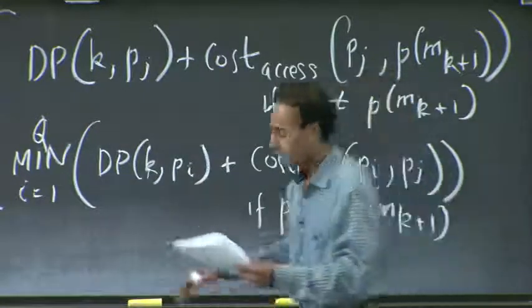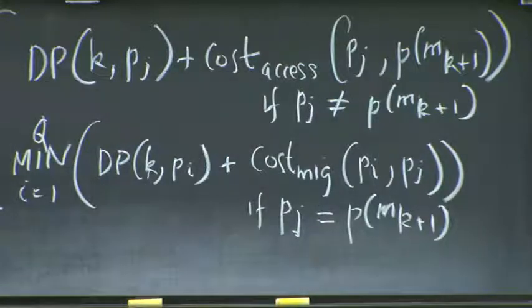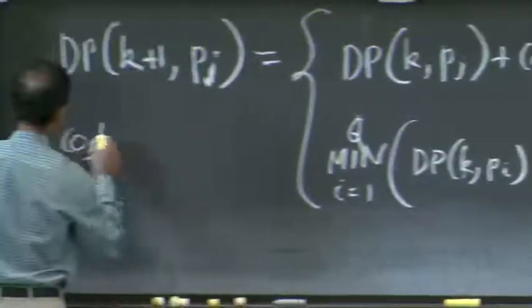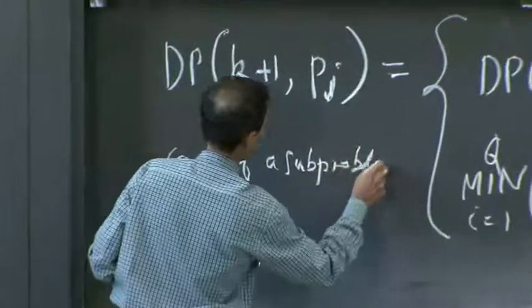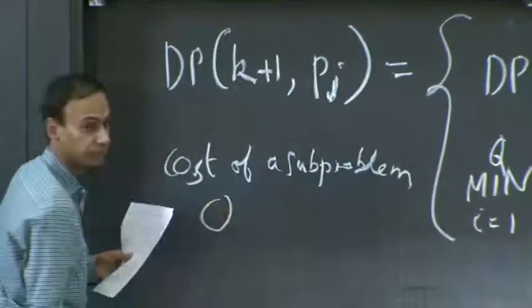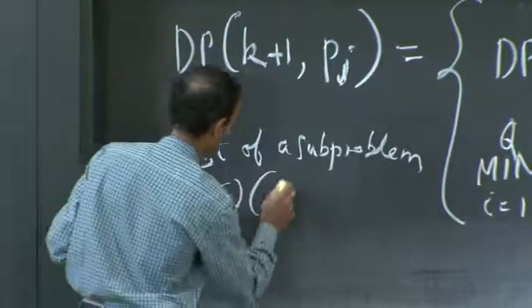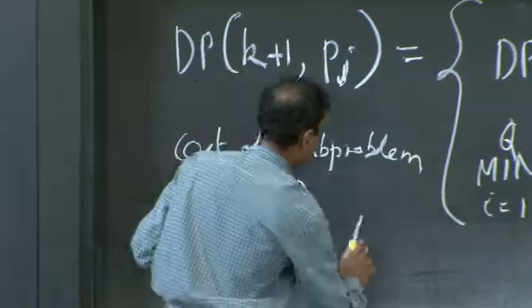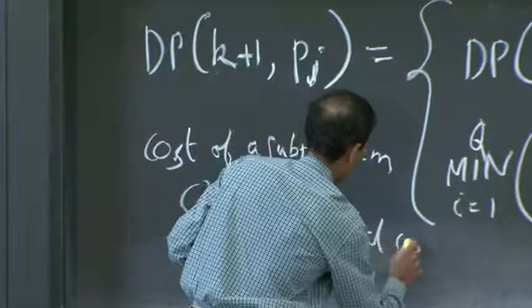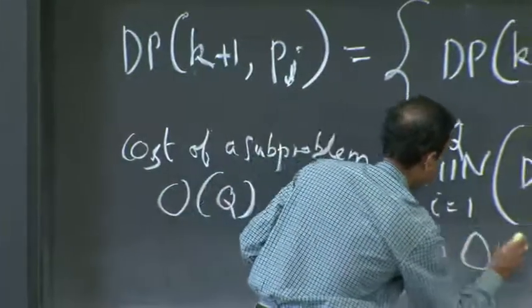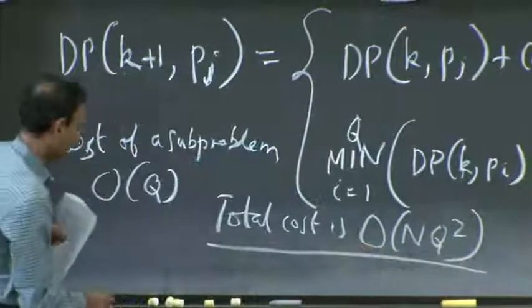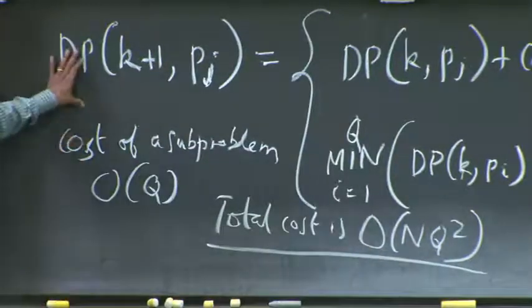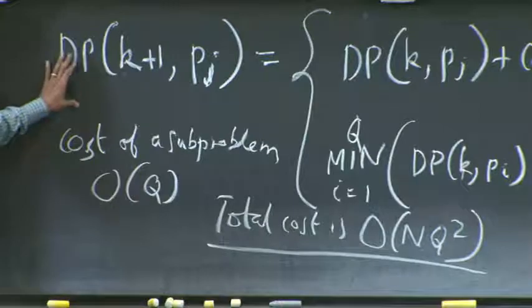All right? So what's the cost of a subproblem, or the running time of computing one of these things? It's order Q. And so the total cost is N Q squared. All right? It's a little review of DP.